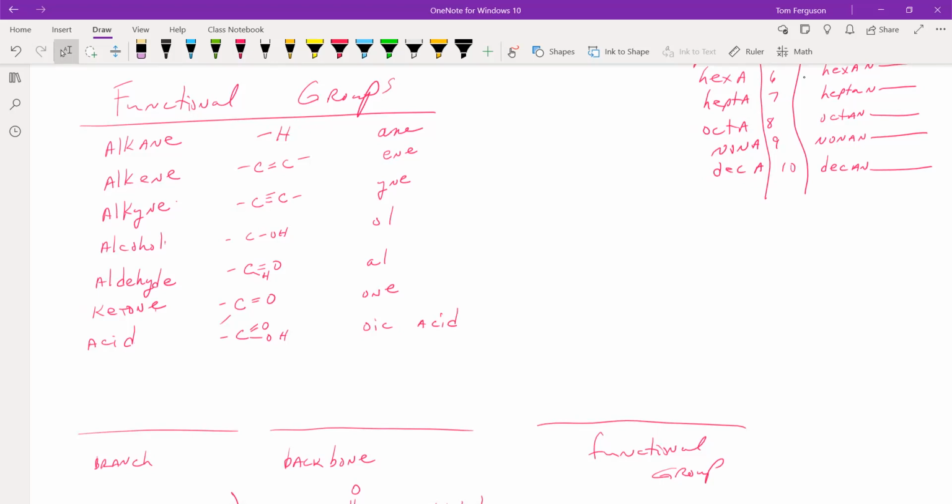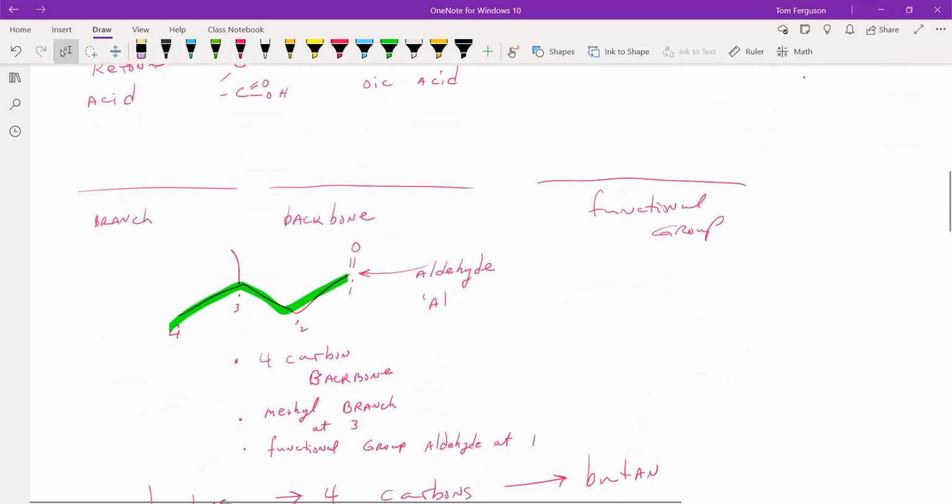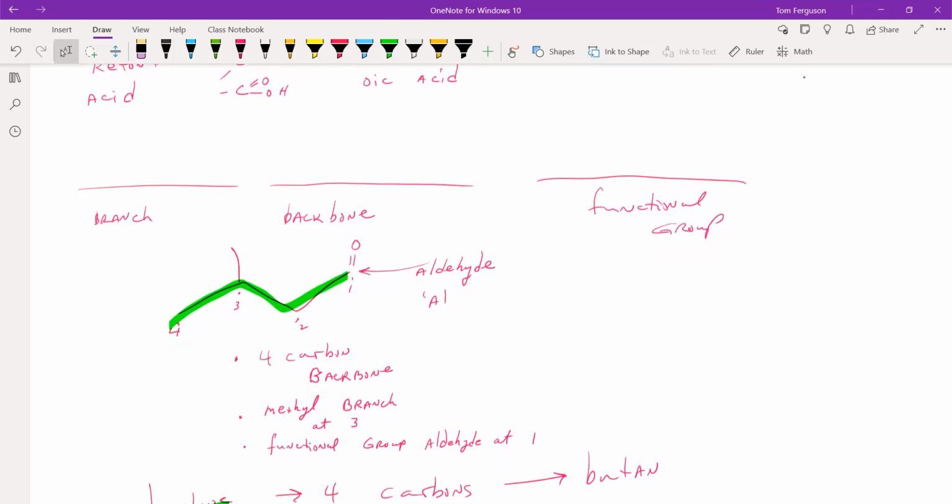Okay, so let's get into an example. What I've done is I've marked in green the backbone on all these molecules, and I'm going to show you how we name it. Okay, and again, there are always three parts: the branch, the backbone, functional group. So this particular molecule has got an aldehyde at the end, a double bonded oxygen.